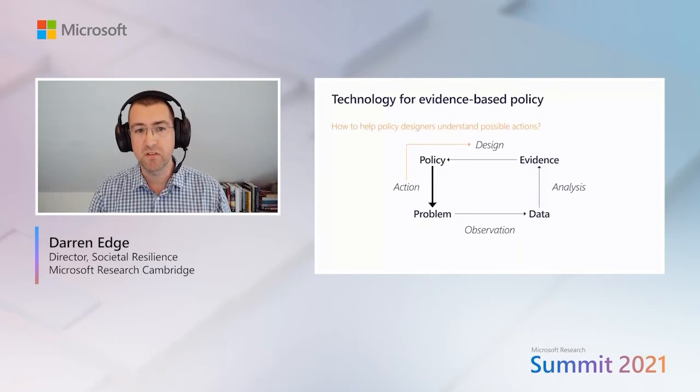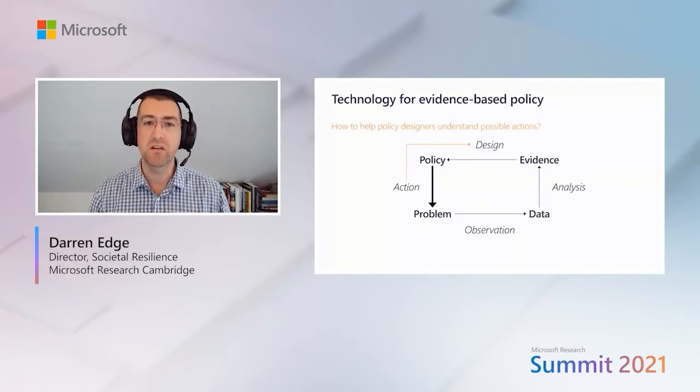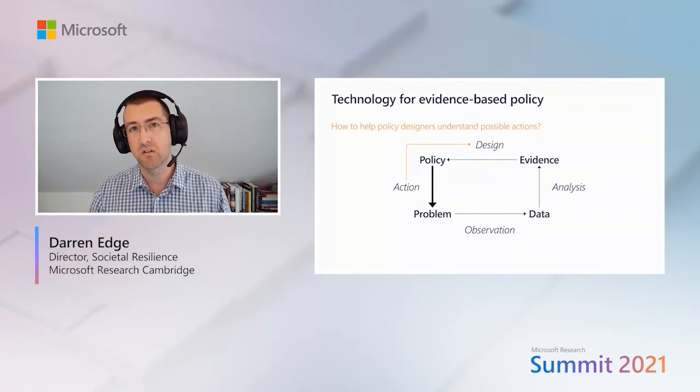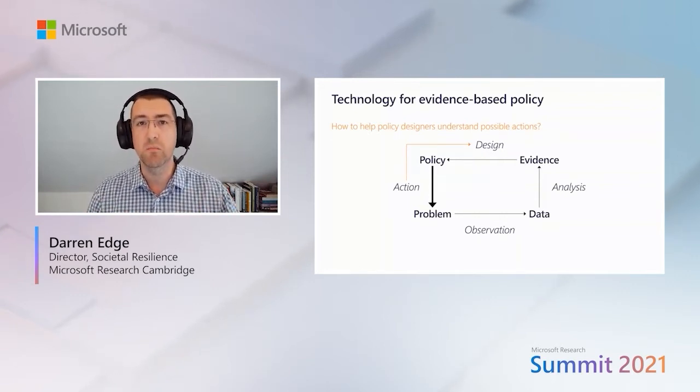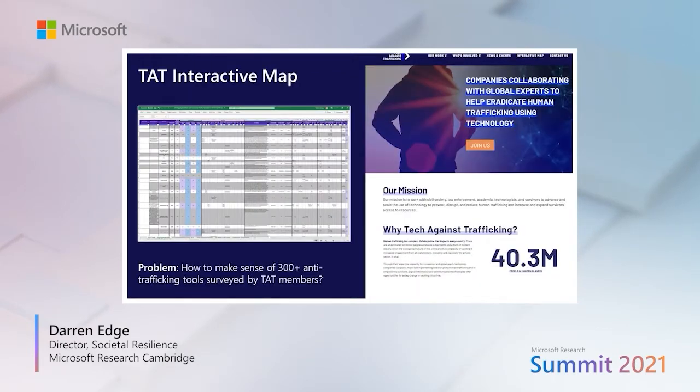And so for the first example, technology can support feedback from action to design, helping policy designers to understand both the possible actions and the available technologies for making progress against the problem. So this was the challenge that arose through Microsoft's participation in Tech Against Trafficking, or TAT. This is a coalition of technology organizations working together to combat trafficking with technology. And the problem that we were facing was how to make sense of 300 or more anti-trafficking tools that have been surveyed by TAT members and painstakingly entered into an Excel spreadsheet.